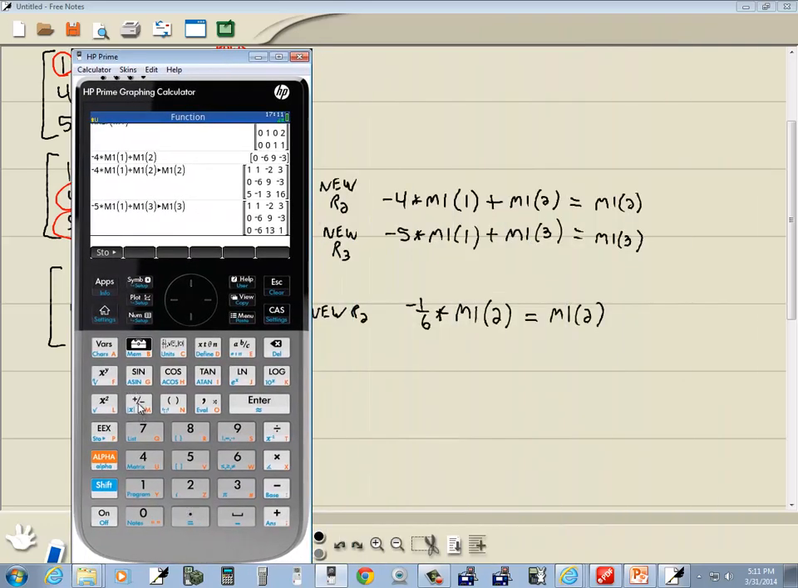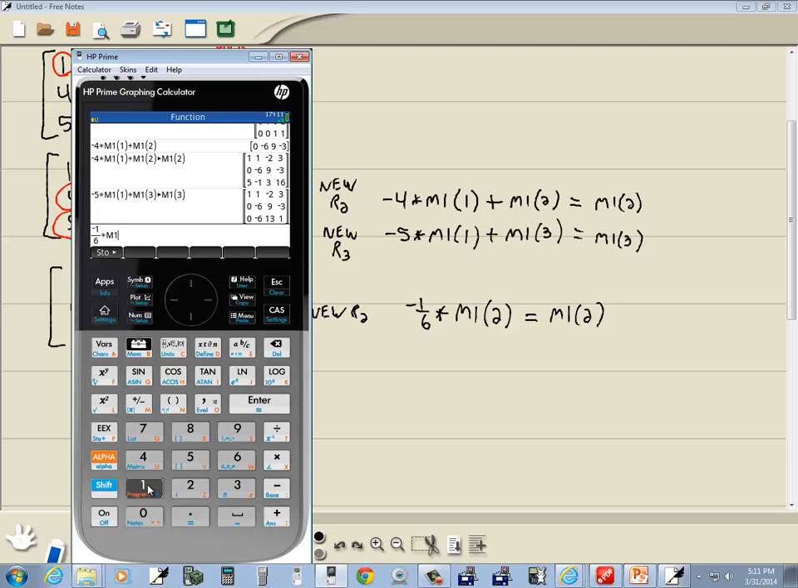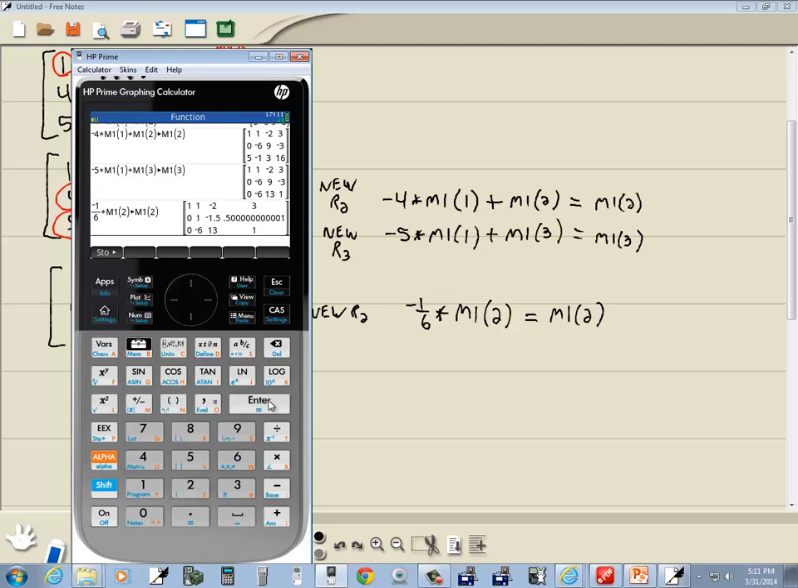Okay, so I'm going to do -1 divided by 6, right arrow to get out of the fraction, times, and then alpha for m, and then 1, and then my parentheses, 2, right arrow to get out of the parentheses, and I'll do store, so I'll do shift EEX, and then I'll store that back into row 2. So I'll do alpha plus or minus for the m, 1, then parentheses, then 2, and then press enter. Okay, well, that's coming along.